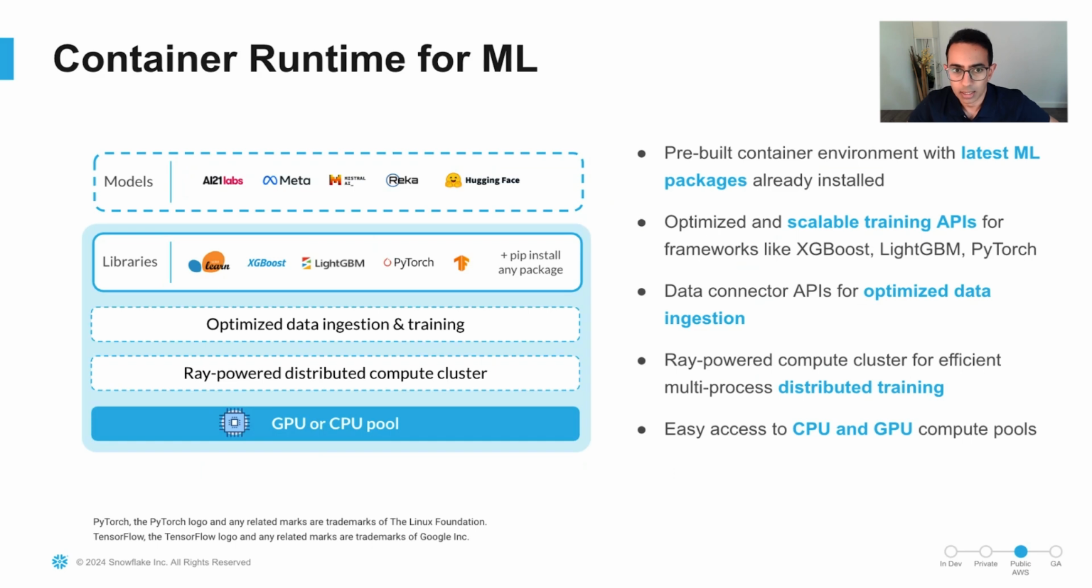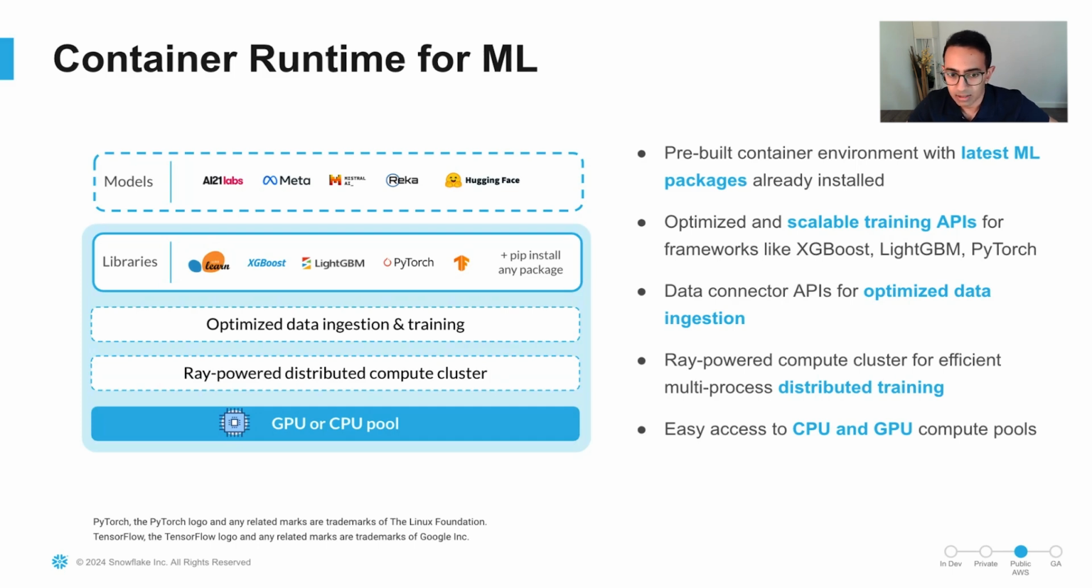So a quick double click into the container runtime itself. Given the open nature of the platform, it lets you bring in models of your choice from open source hubs and familiar ones like Hugging Face that I'm sure you're familiar with. But the core of the image itself contains a predefined, pre-built environment with the latest and most popular ML packages already installed for you. And with an optimized and set of scalable training APIs, which extend popular frameworks like XGBoost, LightGBM and PyTorch, you can achieve that accelerated runtime for large data to be trained on.